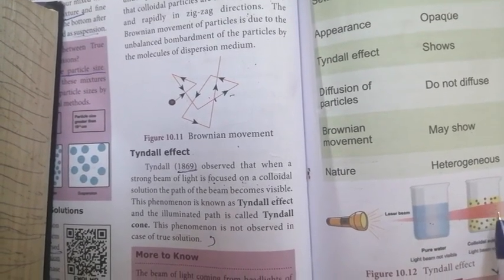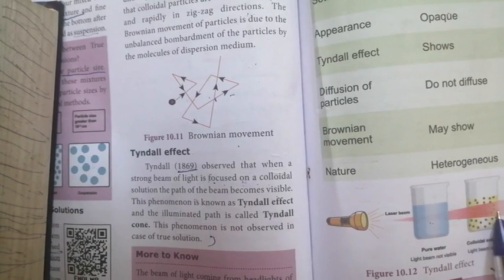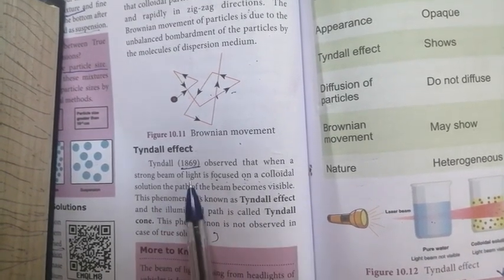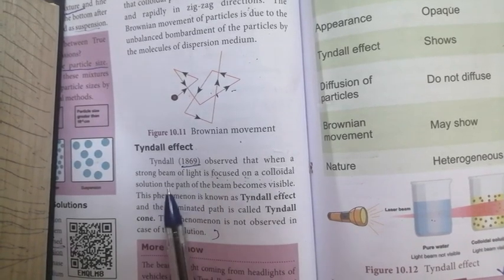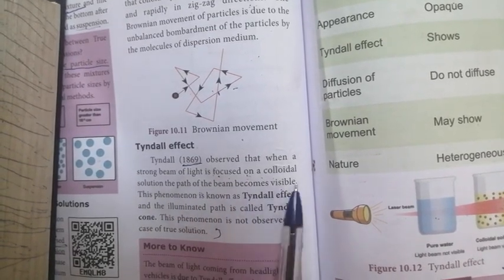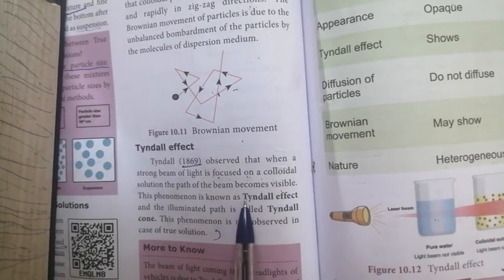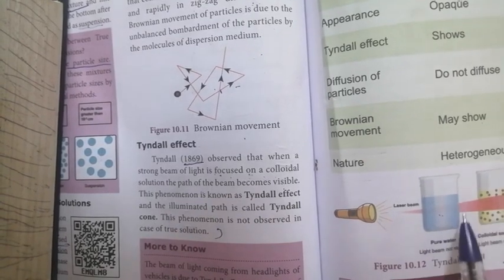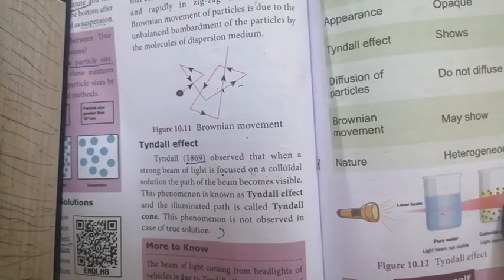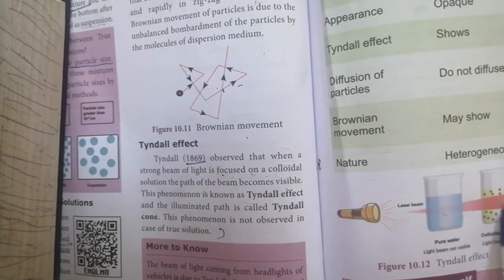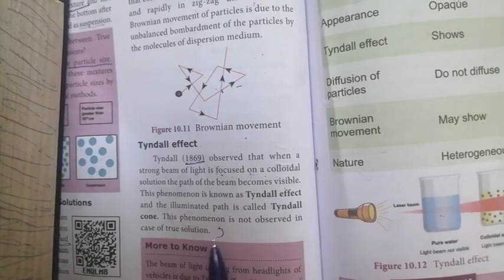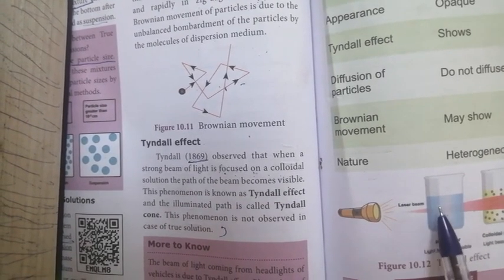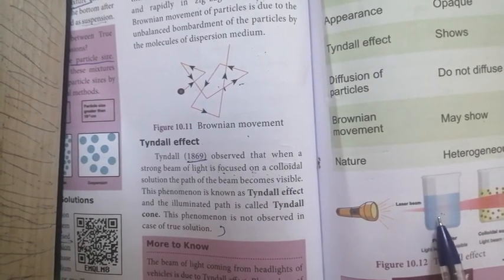This phenomenon is known as Tyndall effect. So what is Tyndall effect? When a strong beam of light is focused on a colloidal solution, the path of the beam becomes visible. This phenomenon is known as Tyndall effect, and the illuminated path is called Tyndall cone. This phenomenon is not observed in the case of a true solution, because the particles are completely dissolved.